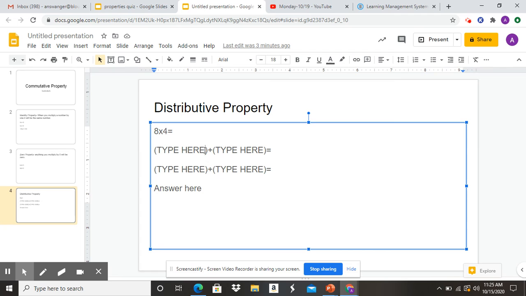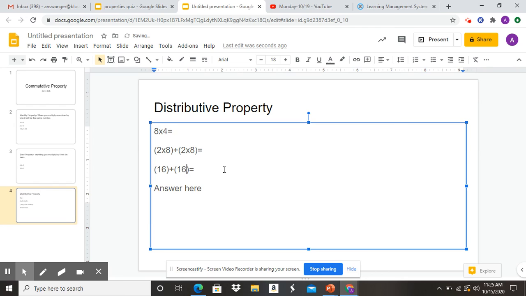So now I'm going to come down here and type my two equations, okay? If I've broken apart 4 into 2 and 2, it's going to be 2 times 8 plus 2 times 8, okay? All I've done is 8 is the factor that stayed the same. The one that changed was 4, and it changed into 2 plus 2, okay? So what is 2 times 8? You shouldn't have to count by 2s to solve that. You should automatically know that 2 times 8 is 16, okay? And then you should already know that 2 times 8 is 16.